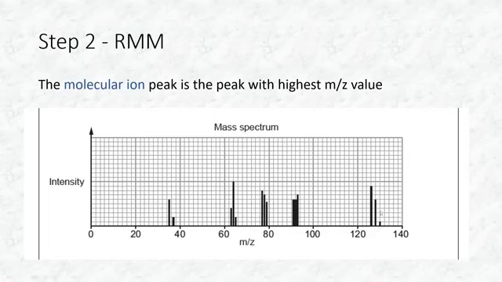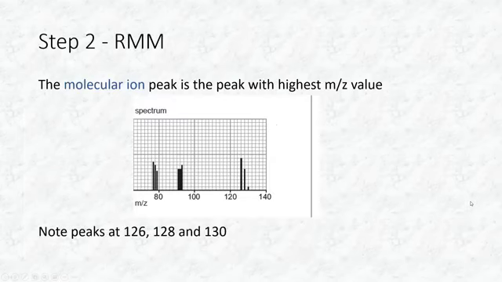These are spaced apart by the mass of 2, and if we look at the intensity of these, we can see the biggest intensity is for the molecule that has 2 chlorine-35s, and the lowest intensity is for the molecule that has 2 chlorine-37s. All that adds up to support our evidence that there are 2 chlorine atoms present in our compound. So what we need to do is note that there are peaks at 126, 128, and 130. We'll come back to the relevance of that when we piece this together in step 5.